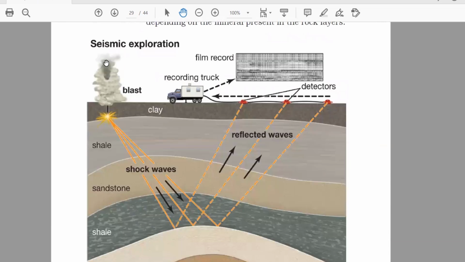But again, very simple. They will do a kind of blast here. The shock waves go down and reflect back. Here they have detectors or sensors, and the waves come here and they detect them. They have a special machine and equipment. They will analyze the data, and after that they will confirm whether there is a possibility of minerals in this area or not.